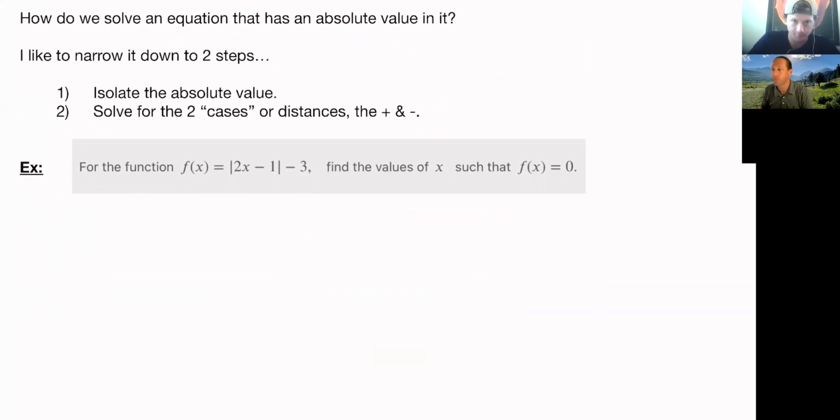So let's take it a step further. We are in a pre-calculus class, so we're going to talk a lot about algebra, especially the first 2/3 of this class. How do we solve an absolute value equation? Well, for me, I like to narrow it down to just 2 steps. Isolate that absolute value. Get it by itself. Because what do we know the definition of absolute value is? Distance from 0. Good, Barrett.